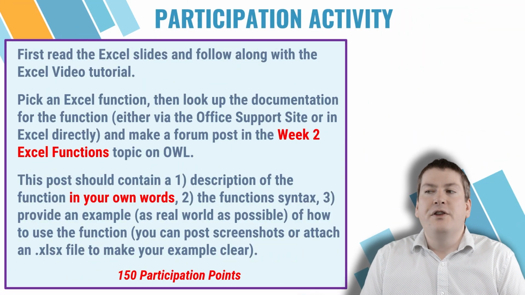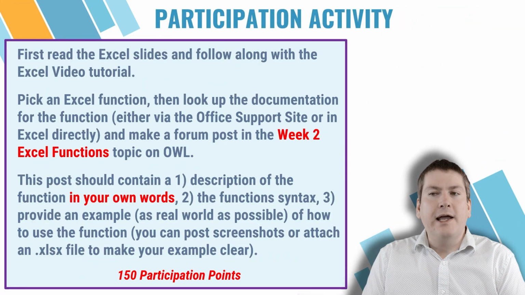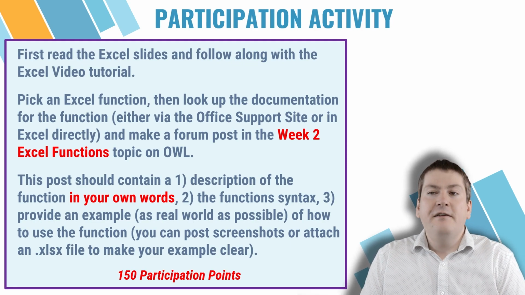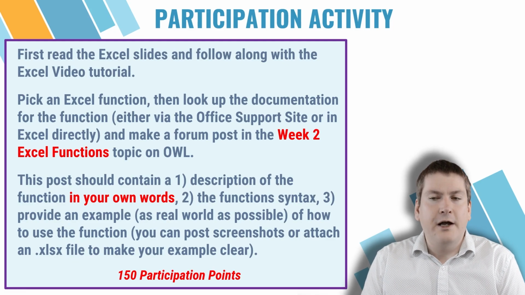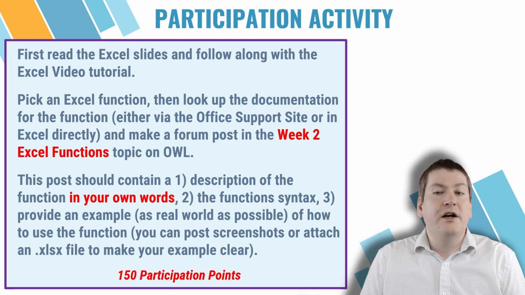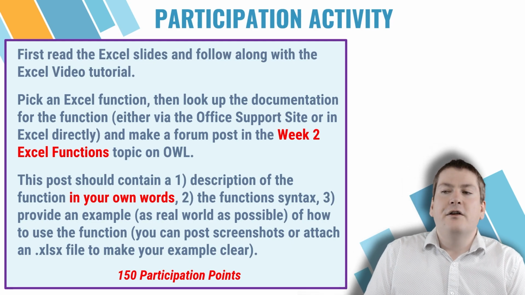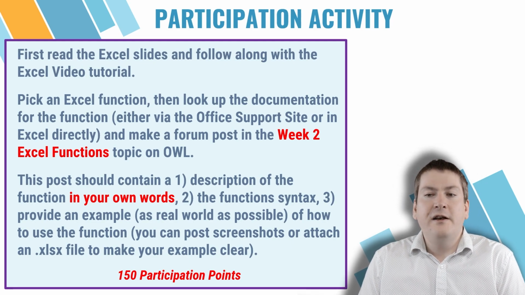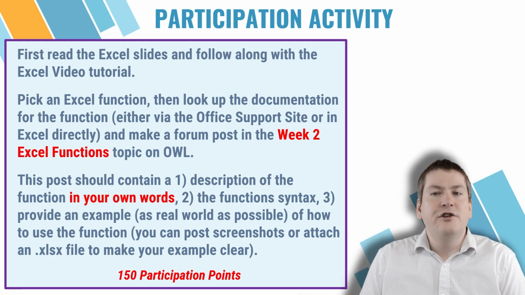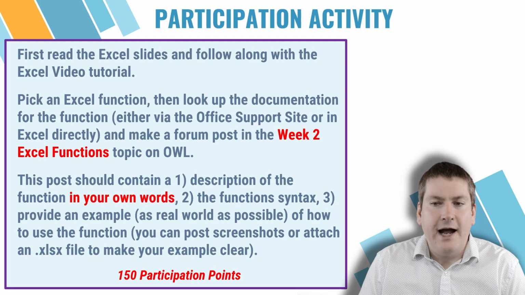And now we've come to the participation activity for the week. There's only one main participation activity for week 2, and this is it. That's why it's worth 150 points. For this activity, first read the Excel slides and follow along with the Excel tutorial video. Once you've done that, pick an Excel function, then look up documentation for the function, either via the Microsoft Office support site or through Excel directly, and make a forum post in the Week 2 Excel functions topic on OWL.